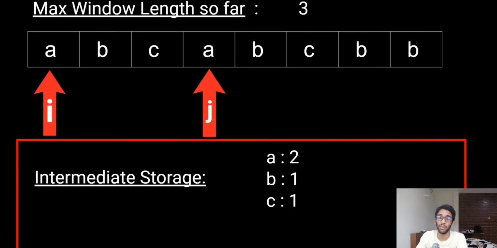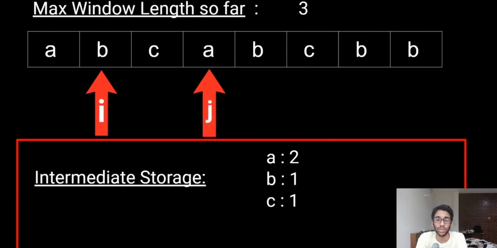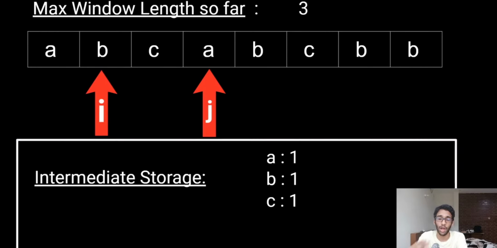So we shrink the window by increasing the I pointer. We increase the I pointer by 1 and we remove the A from the window. So now the substring is BCA. BCA is everything between the I and J pointer, and A is repeated once, B is repeated once, C is repeated once. It's perfect. So BCA is a valid substring.